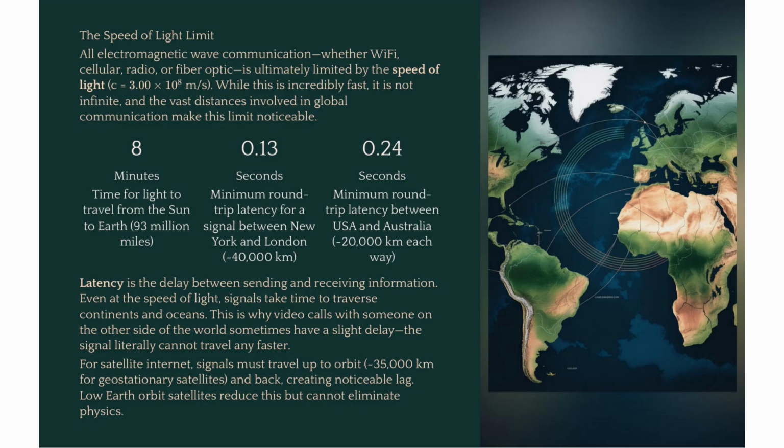No matter how fast technology gets, all information transmitted using EM waves, Wi-Fi, cellular, satellite, is fundamentally limited by the speed of light, c. While 300 million meters per second is unbelievably fast, it's not infinite. This is why when you video call someone on the other side of the world, there's a slight, noticeable latency or delay. The signal has to travel all that distance, and even at the speed of light, it takes time.